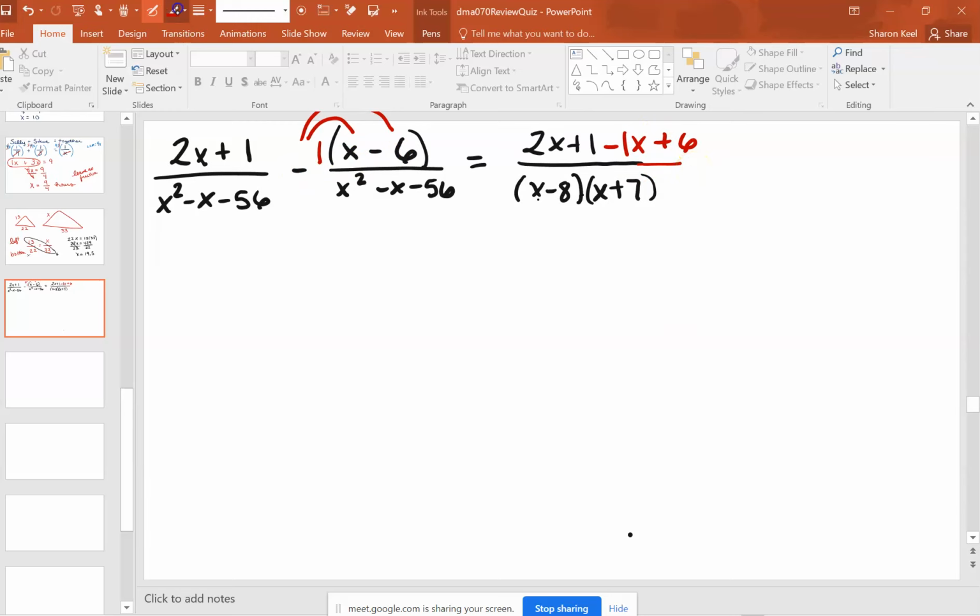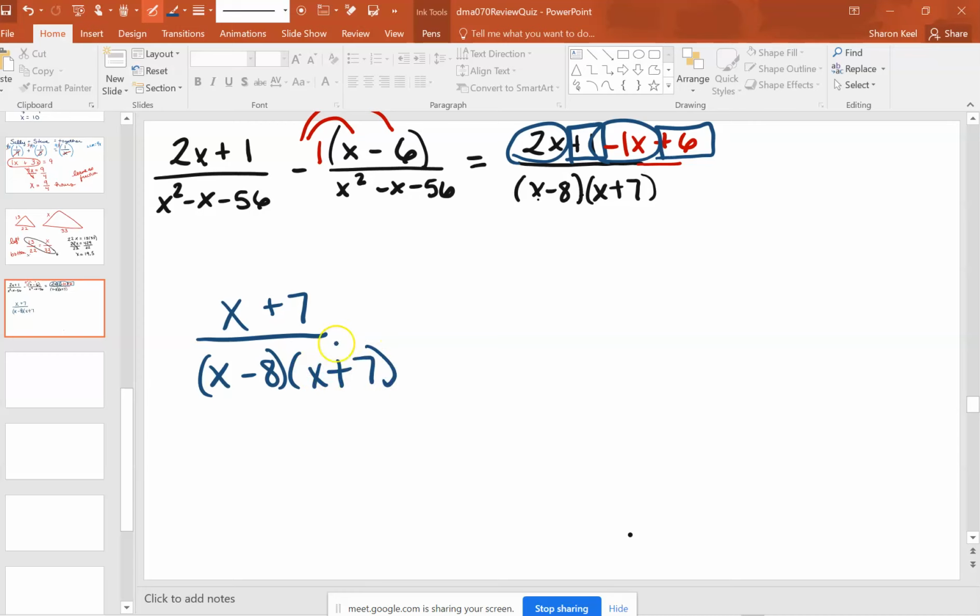So what we're now going to do is combine our like terms. We're going to take 2x minus 1x, and that's going to give us an x. We're going to take the +1 plus 6, and that's going to give us 7. That is over x minus 8 and x plus 7. So we combined like terms here. Once I've combined them, now this would be like what you would have done in sections 1 or 2, where you're simplifying this rational expression.